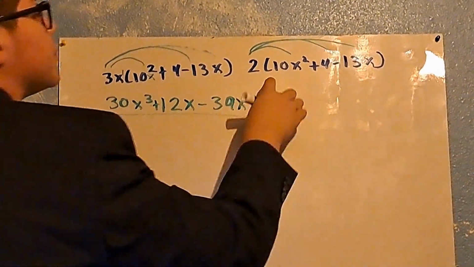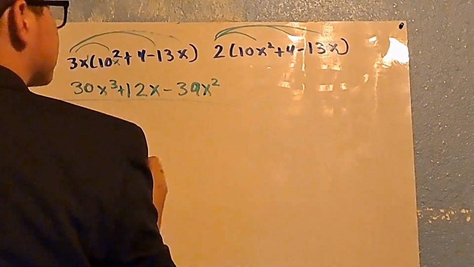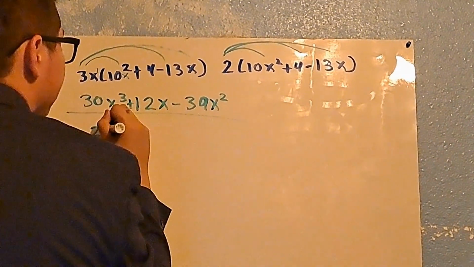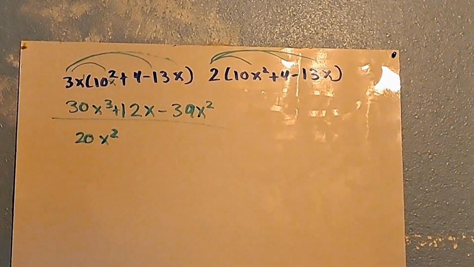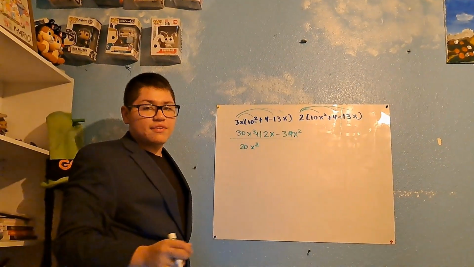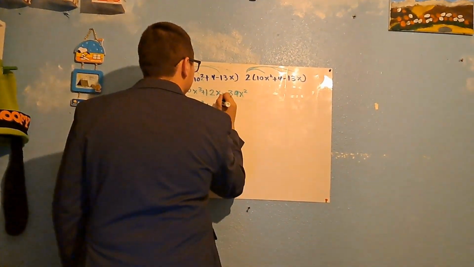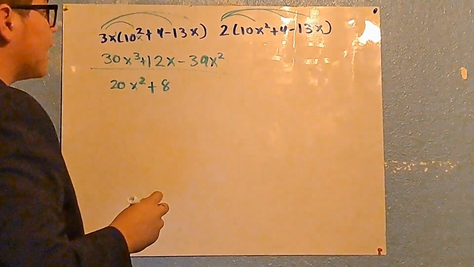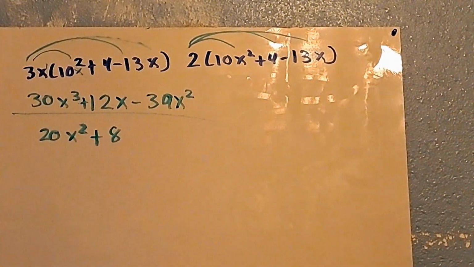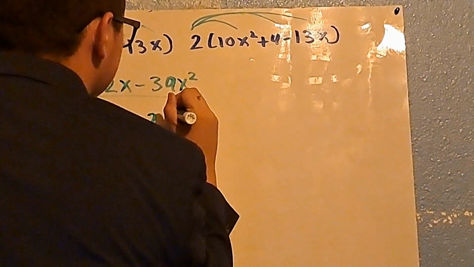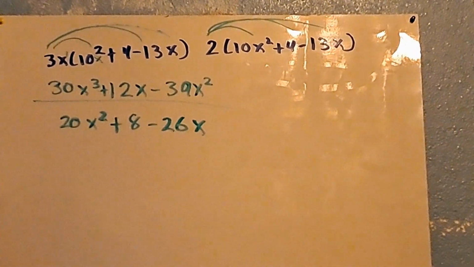Now, we have to distribute this one across the board. Distributing 2 would come out to 20x squared, because we're not dealing with another x. So this would be its own independent term. And now 2 times 4 is equal to 8. And 2 times negative 13x would equal negative 26x.